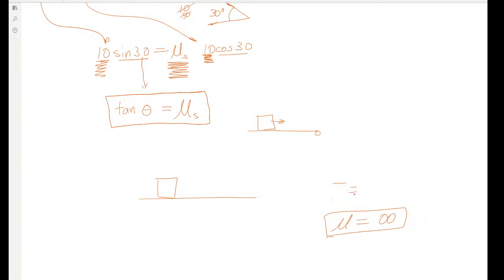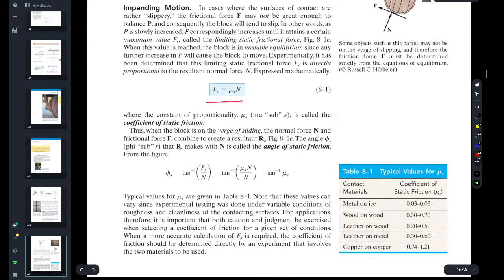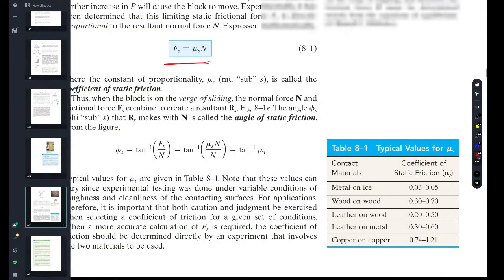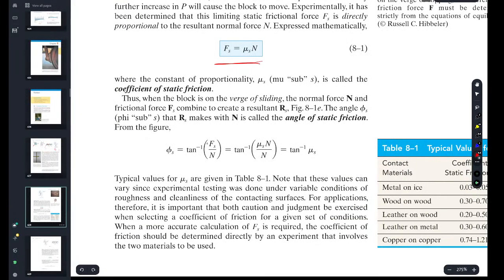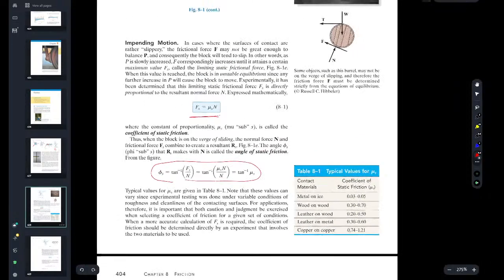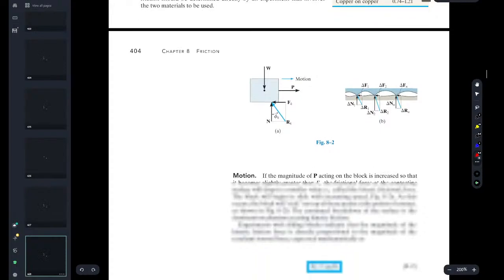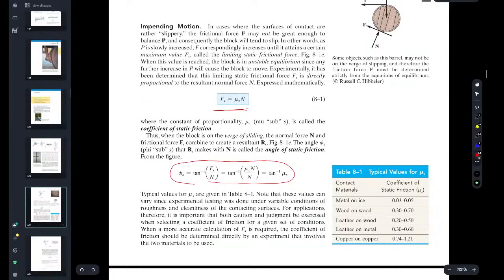So the question is, what would different substances give? Well, let's see if I can find the book again. Oh, here we go. So here are some of your typical coefficients of friction. Now, he makes a little comment right around here, but I don't know if there's in fact a complete description of that. In any case, here are some typical values.